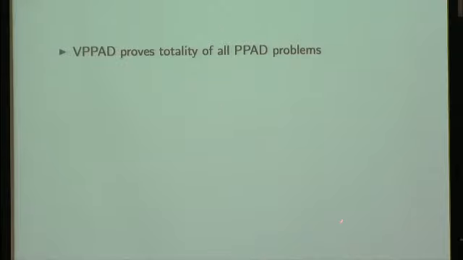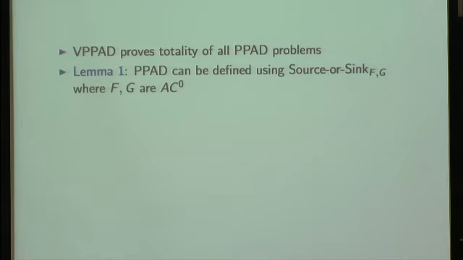There are two things to prove here. First, we have to prove that it is strong enough so that it can prove totality of all PPID search problems. So how do you go about proving this, starting with the class PPID that we defined using polytime functions? The idea behind this proof is quite simple, but there is some labor work to be done. There are two steps. First, I will show that the class PPID can be defined using source or sink, but now over only AC0 functions. So instead of polytime functions, we are using only AC0 functions.